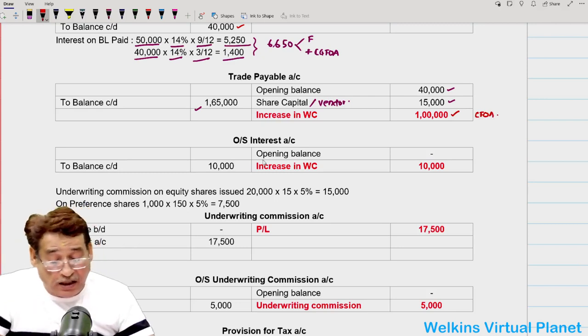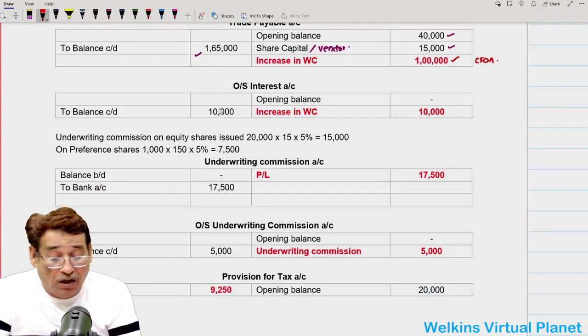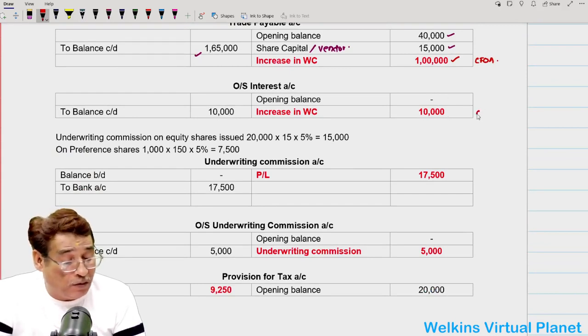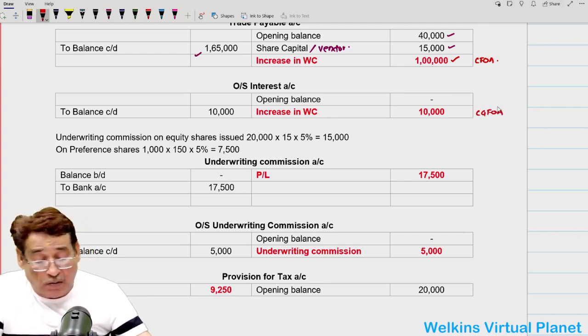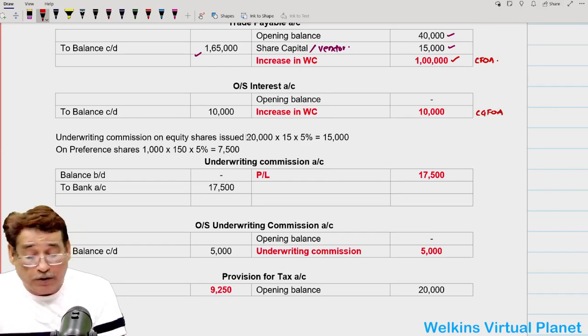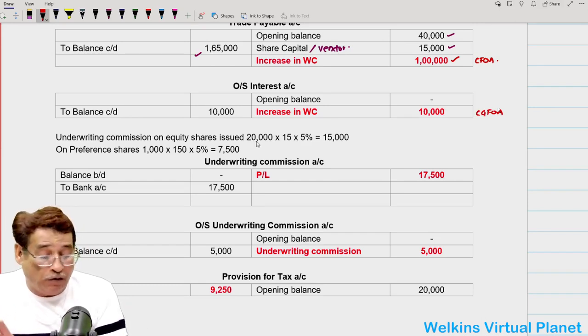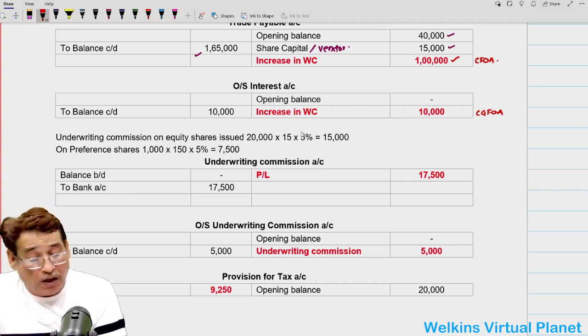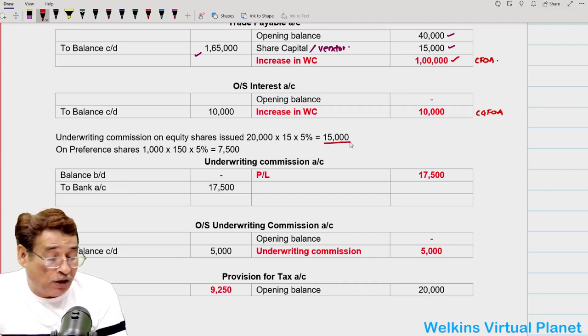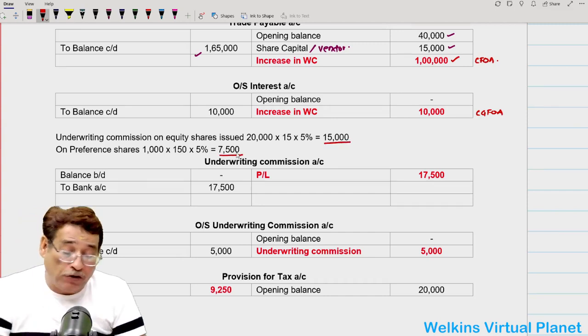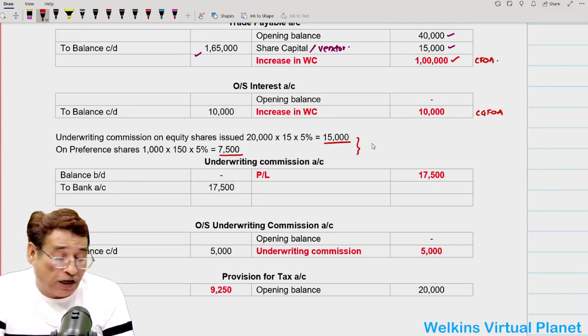Similarly, outstanding interest is there. Opening balance is this. Closing balance is 10,000. So whatever this difference is there, it will be used for computing cash generated from operating activity. Now coming to underwriting commission. I have already told you, we issued 20,000 equity shares at the rate of 15, issue price 15, and we issued preference share at the rate of 150. So underwriting commission we will compute on issue price at the rate of 5%. So on equity share underwriting commission is this much, on preference share is this much, total is 22,500.